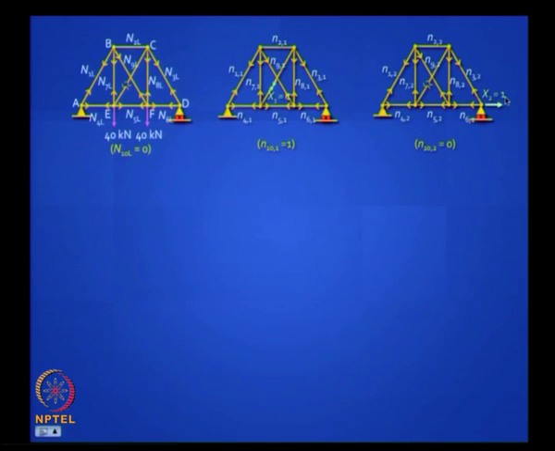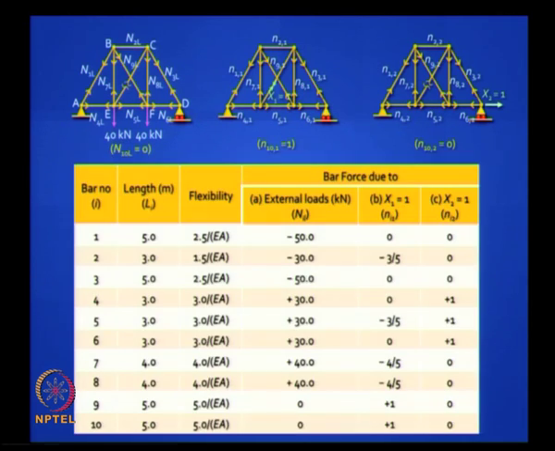When I apply x2 equal to 1, x1 is 0, so this bar has 0 force, this bar has 0 force here as well, here this bar has a force of unit magnitude. When you analyze this, we have done this last year, so I am going fast over it. It will be nice to write it in a tabular format, write down the 10 bars, note their lengths, write down the flexibility which is L by EA.